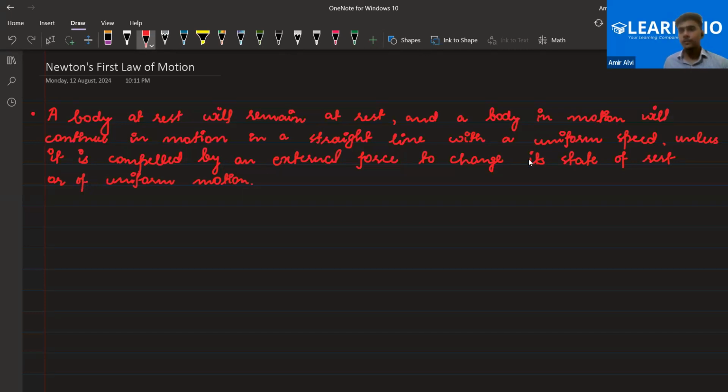So this is the first law of motion given by Sir Isaac Newton, which is called the law of inertia. Now let's understand what inertia basically is. Inertia is a tendency or property of a body that resists change in its state. If the body is at rest, inertia says just be at rest. If the body is in motion, inertia says just be in motion, unless an external force is exerted on the body.